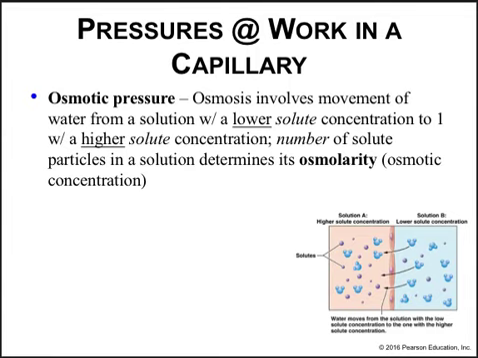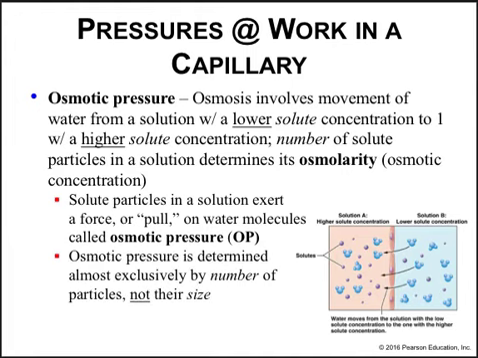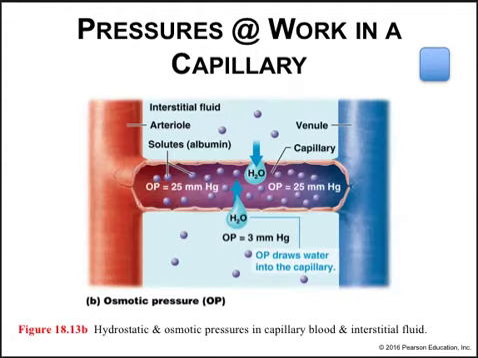Osmotic pressure involves the movement of water from an area of high to low water concentration. The particles that determine this dictate the solution's osmolarity. A solute particle in a solution will exert a force or a pull on water molecules that's called osmotic pressure. The osmotic pressure is determined almost exclusively by the number of particles and not their size. The osmotic pressure in capillary beds is about 25 millimeters of mercury and is created exclusively by large proteins in the blood, particularly albumin. Proteins too large to leave the capillary remain inside.